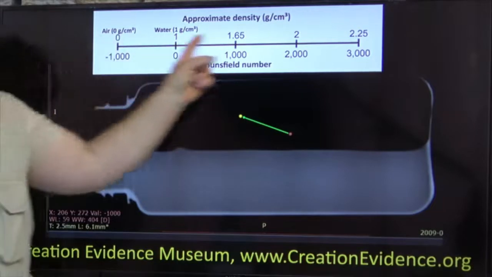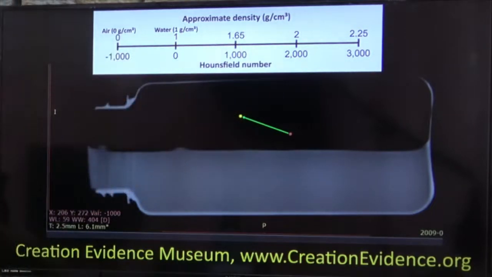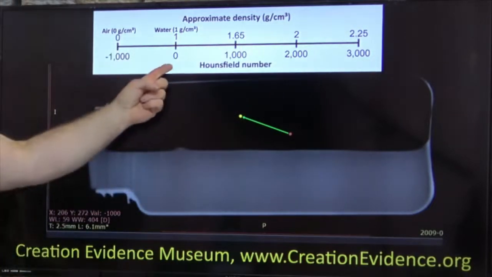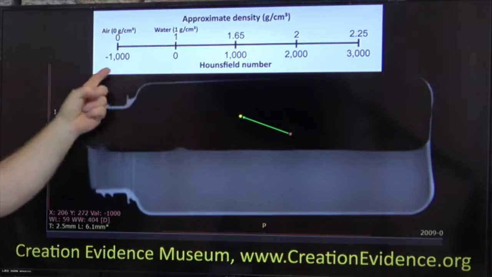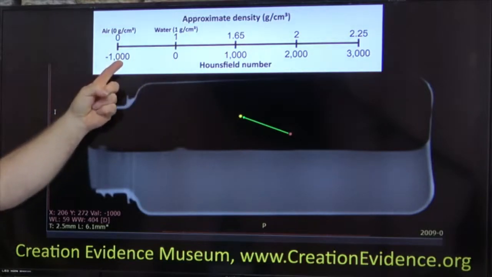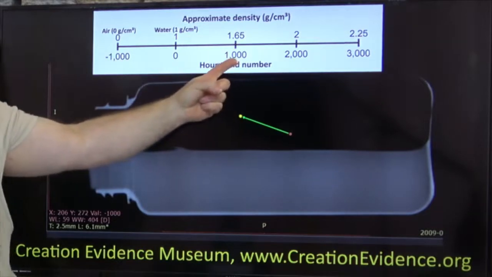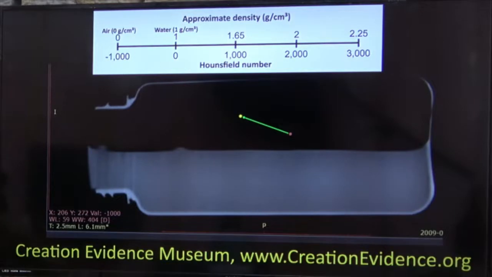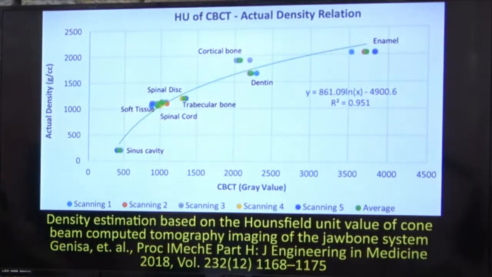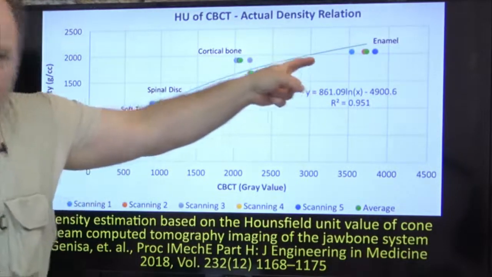The Hounsfield scale is kind of weird. The 0 point of the scale is based on the density of water, so 1 gram per cubic centimeter. Air is negative 1,000 Hounsfields. Plus 1,000 Hounsfields is supposed to be double the density of water, but as Janissa et al. demonstrated in their calibration studies of dentition, the actual Hounsfield to density scale is logarithmic.